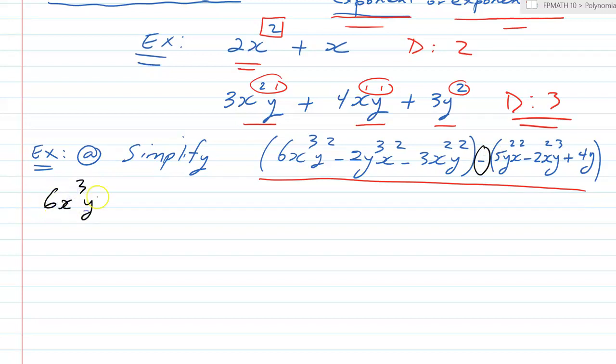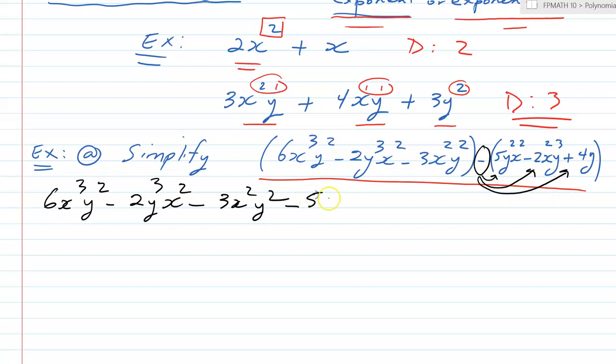6x cubed y squared minus 2y cubed x squared minus 3x squared y squared, and then minus, now that comes in and affects every single term inside the bracket, minus 5y squared x squared plus, because negative times a negative is positive. All right, so that would be plus 2x squared y cubed, and the last piece will be minus 4y.